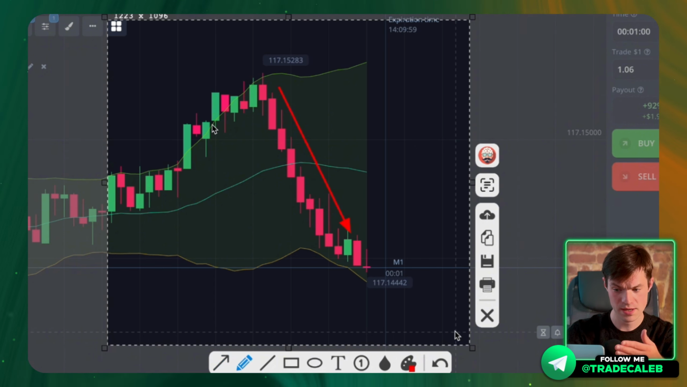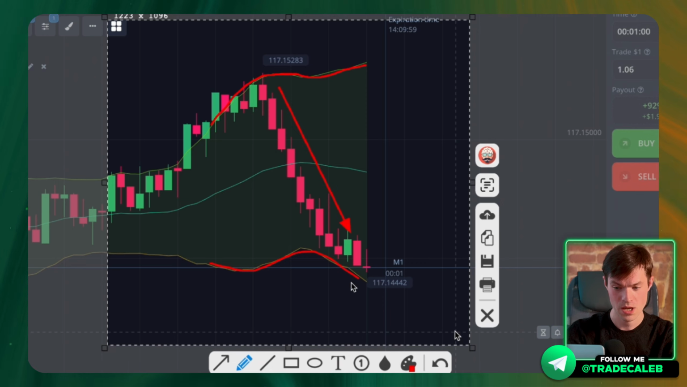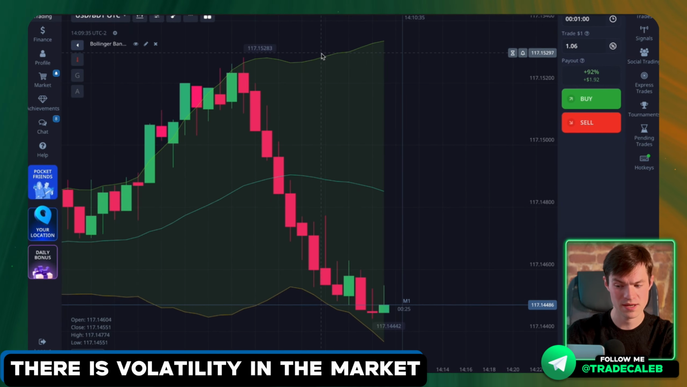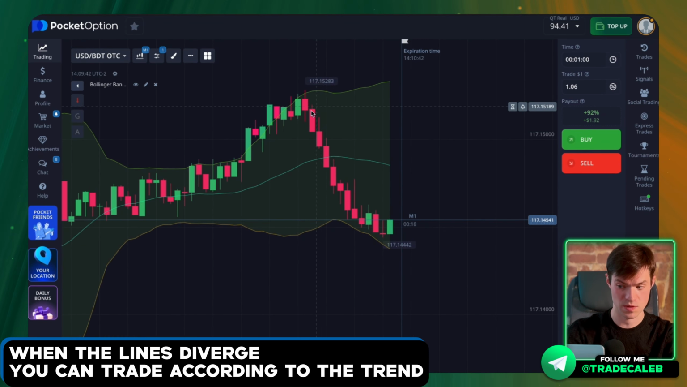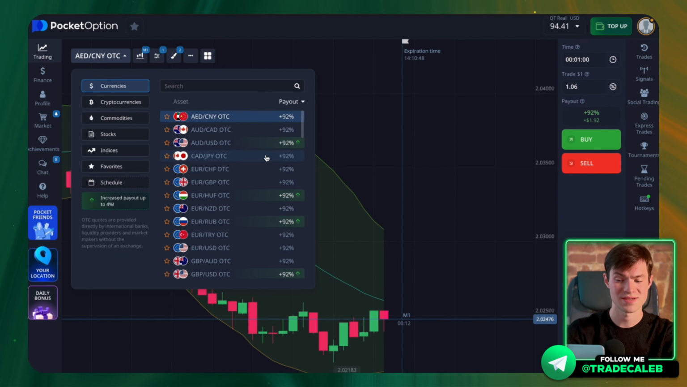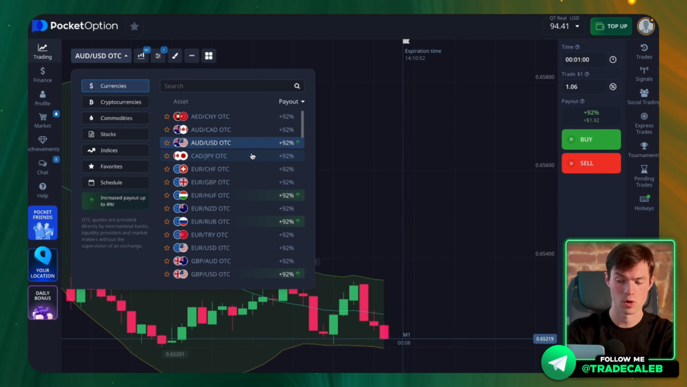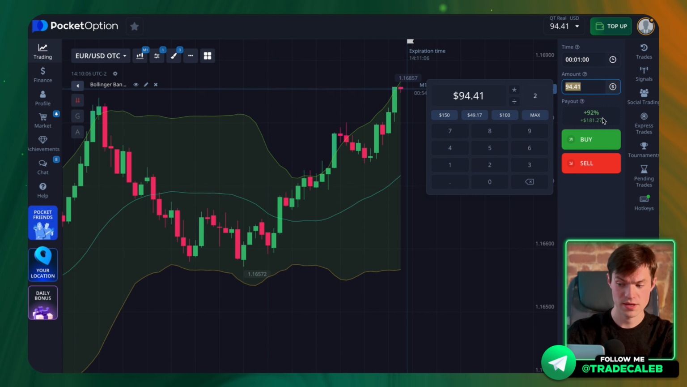Here we have the upper line, and we see that this trading range, the distance between the upper line and the lower line, is increasing. Look at the distance here, and look at the distance we have here. Much more. This indicates that there is volatility in the stock market, and as long as the upper line and the lower line diverge, we can trade on the trend. The trend here is clearly downward, and I always pay attention to charts that have movement along the upper or lower line. Right now I'm ready to enter one more trade for my entire deposit.